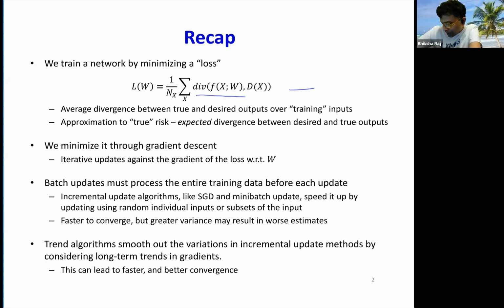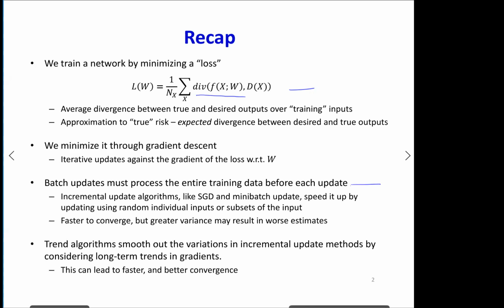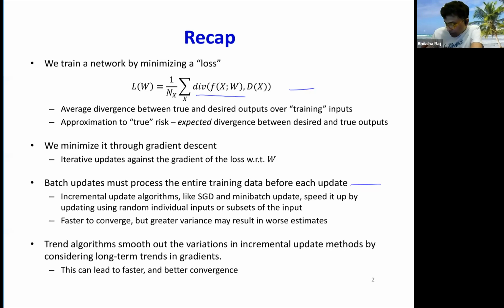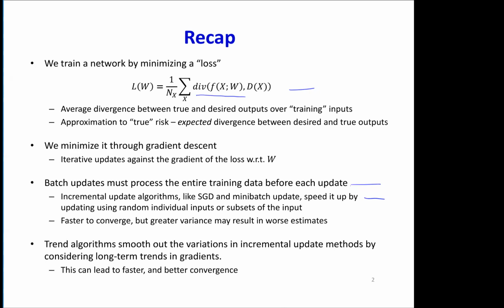We minimize the loss using gradient descent, where we initialize W and iteratively adjust it against the gradient. Batch update methods have to process the entire training data before each step of gradient descent, and this is very inefficient because for each update you have to process the entire data. So in practice we use incremental update algorithms. SGD updates the parameters after each input, and mini batch updates increment them using random subsets or mini batches of input. This is faster to converge, but because of the smaller batches, the estimates can have a lot of variance.